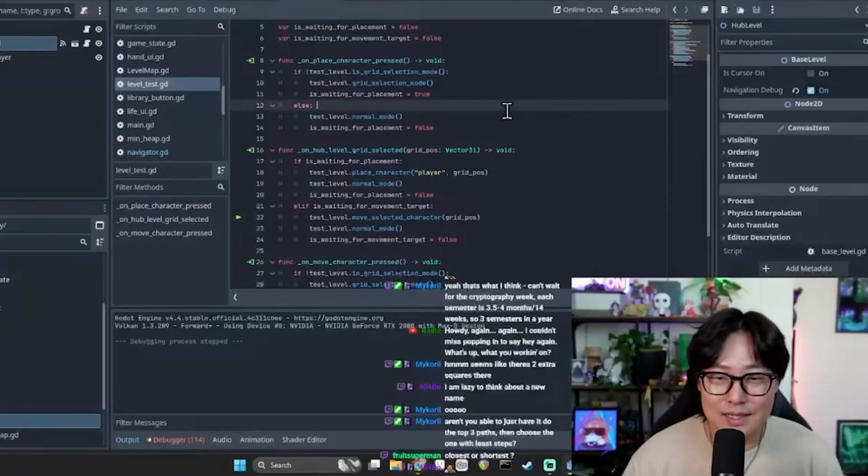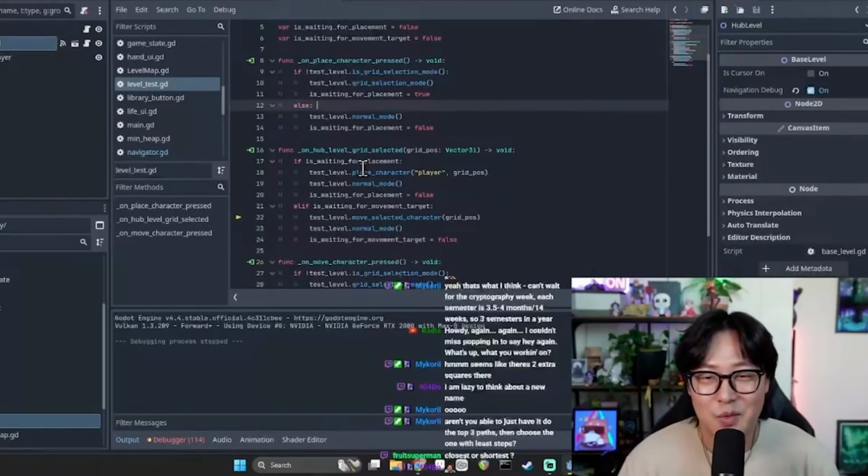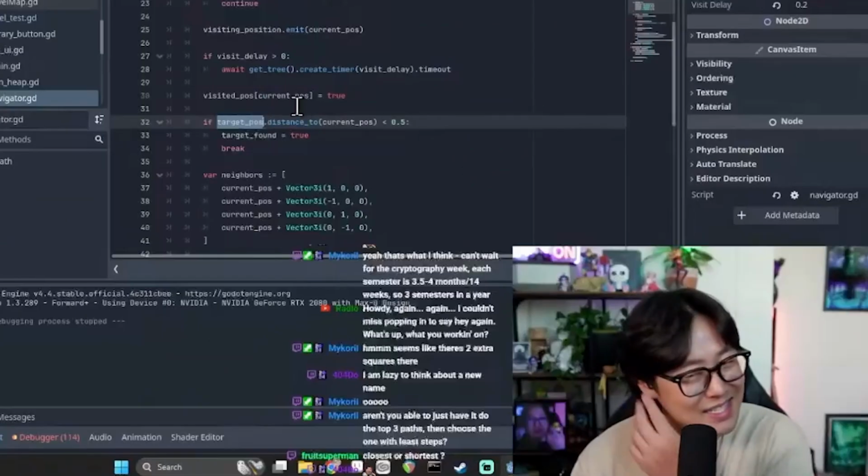But it turns out, understanding the algorithm is only half the problem. So that's definitely not working as intended. That makes no sense.